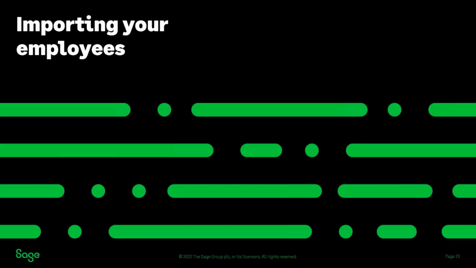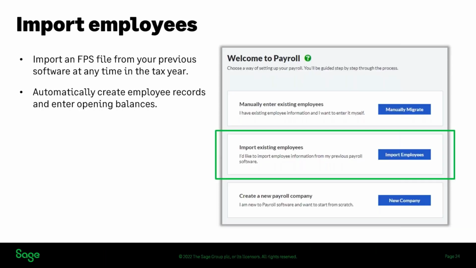So manually migrate is great for a small payroll if you're happy to spend the time entering the information manually. But there's an easier way if you have an existing payroll and you can get an FPS file from that payroll to import the employee details, which will save you time, should reduce errors, and just streamline the startup process somewhat. So that's where the import employees option comes in.